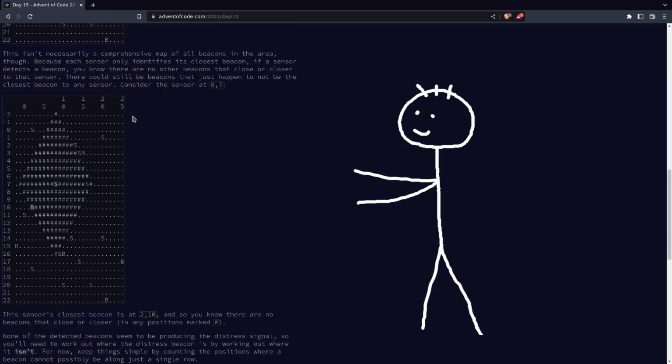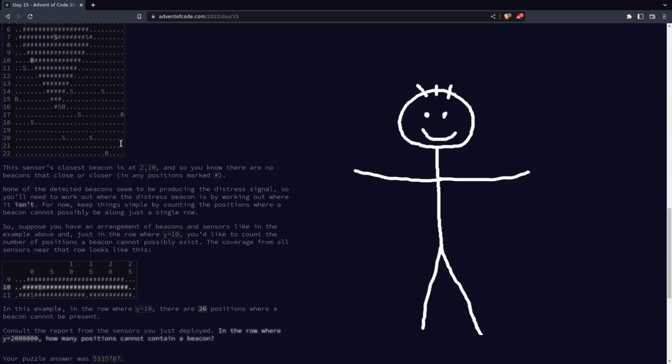So the range of a sensor spans using the Manhattan distance. So it goes one step in all directions until it finds a beacon, and then it stops because it locks to that beacon and it doesn't care about anything else in the distance.